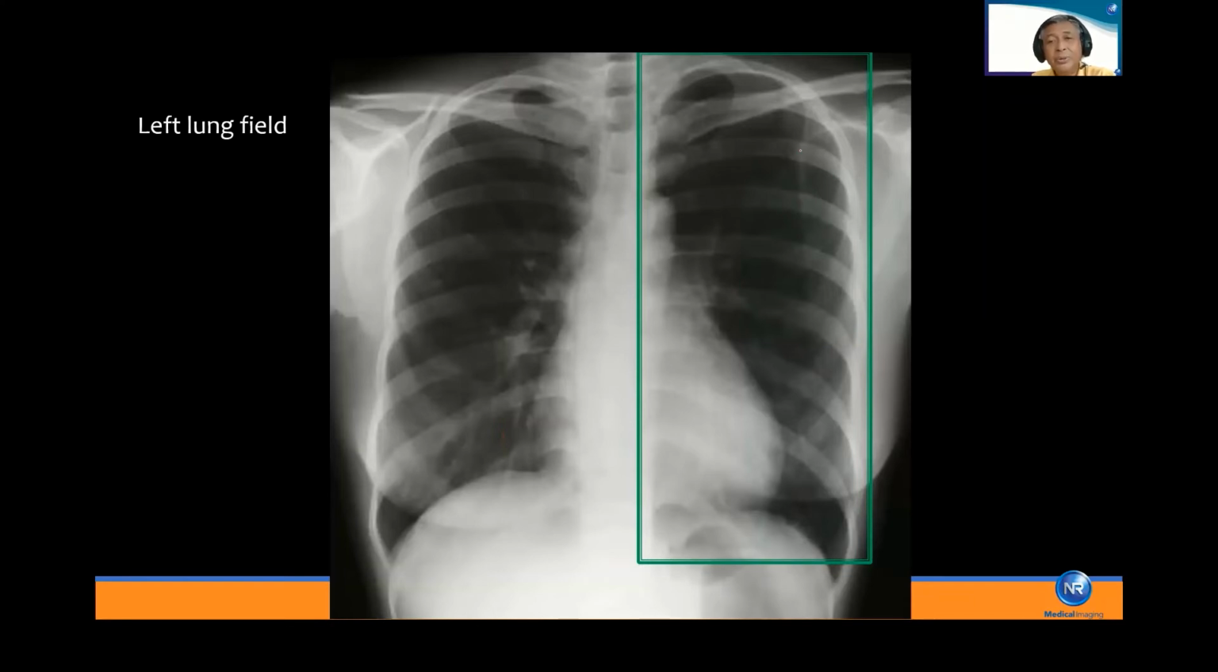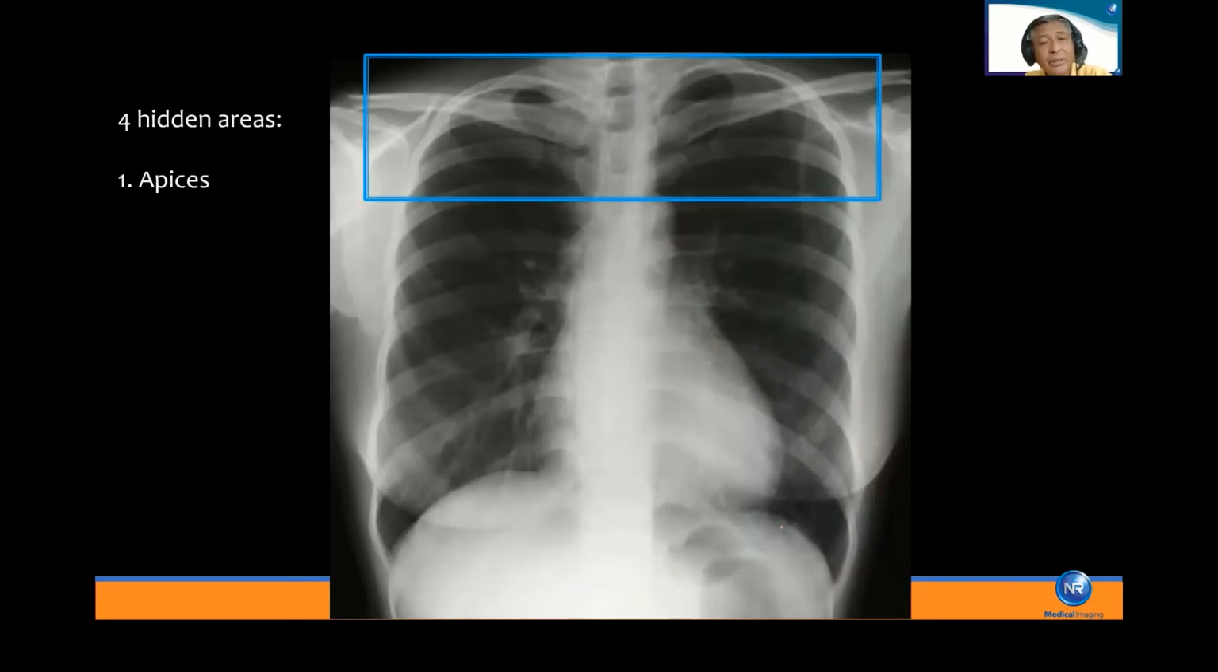How do we determine the zone? We take the anterior ribs, the first and the second. This is the anterior end of the second rib. Anything above here is the upper zone. Between the second and the fourth, just draw another line, and anything here will be the middle zone. Anything below the anterior fourth rib will be the lower zone.